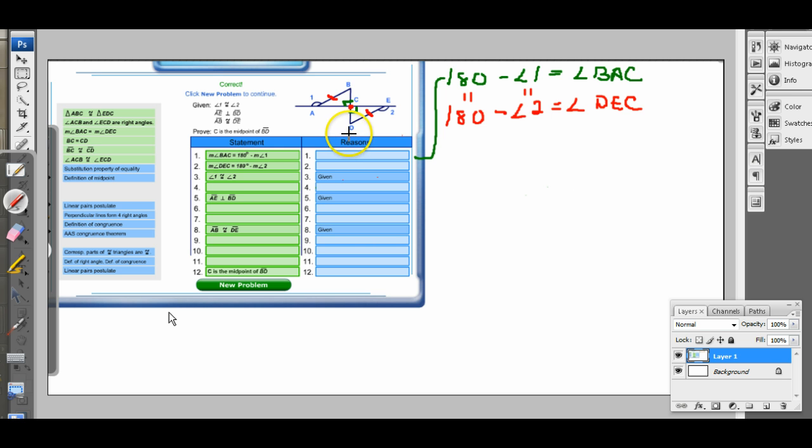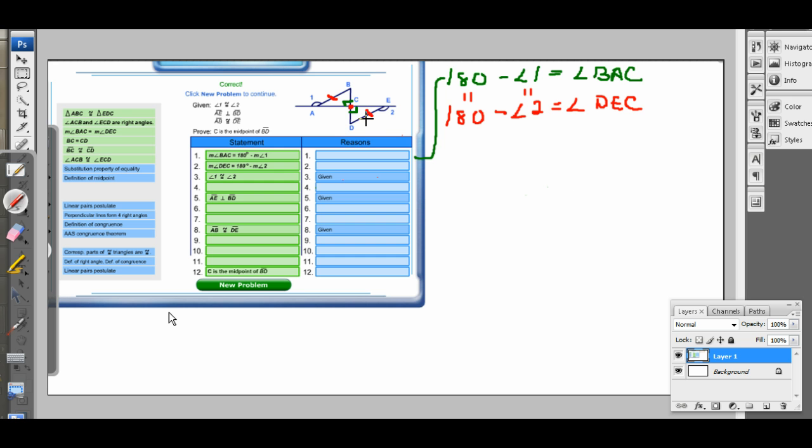Well, to prove that something's a midpoint, we have to show that the two segments that it separates are equal to each other. So we have to show that BC is equal to CD. Once we show that, then by definition of midpoint, we can say that C is the midpoint. But to show that BC and CD are equal to each other, we probably have to show that the triangles are first congruent to each other.